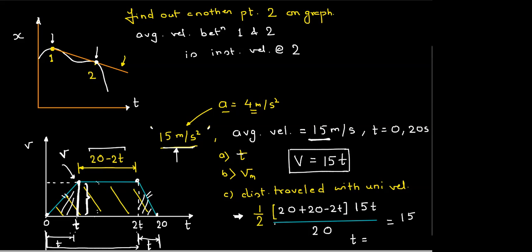Hariharan, listen here. From here to here, 20. This much is t, this much is t. So remaining is what? They've given the whole thing is 2t, right? So you get 2t plus t equals 20 seconds, the individual times. So you directly get the value of t. So t plus 2t is equal to 20, so t will come out to be 20 by 3. That is fine.